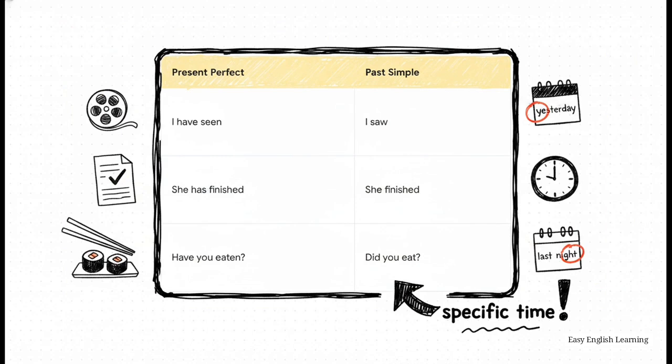Let's do a rapid-fire read so you can really hear that grammatical shift. Present perfect, I have seen this movie. Past simple, I saw this movie yesterday. Present perfect, she has finished her work. Past simple, she finished her work at 5 p.m. Present perfect, have you eaten sushi? Past simple, did you eat sushi last night? Notice how adding a specific time forces us instantly into the past simple.